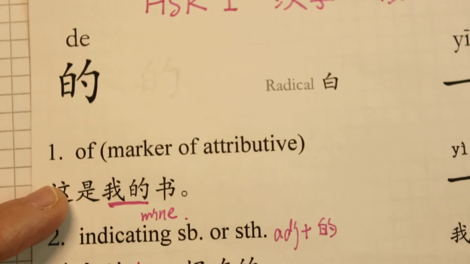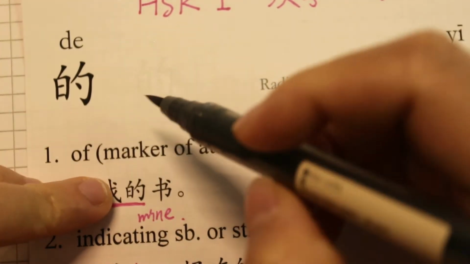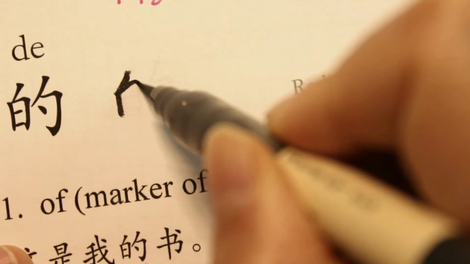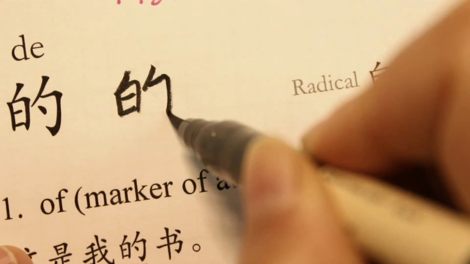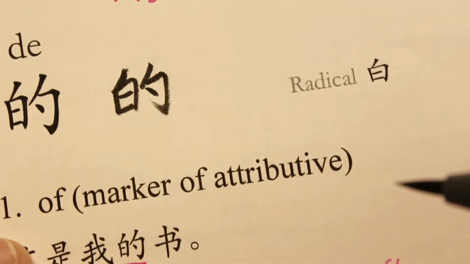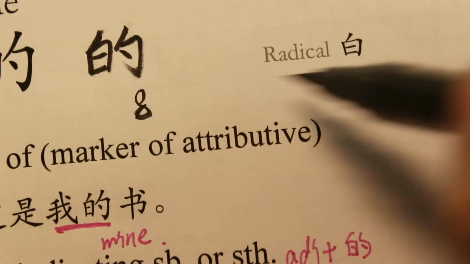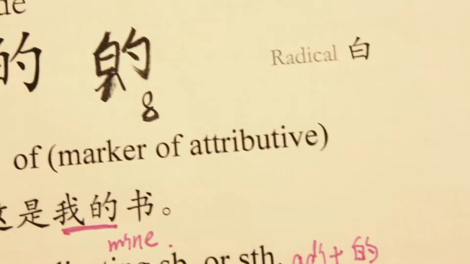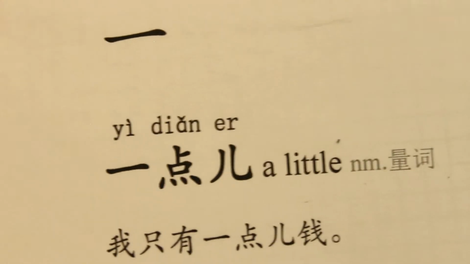So let's look at how to write the 的. 1 2 3 4 5 6 7 8. So the 的 has 8 strokes, 八画, and its radical is the left part, the radical of the 白. Okay, now let's move on.